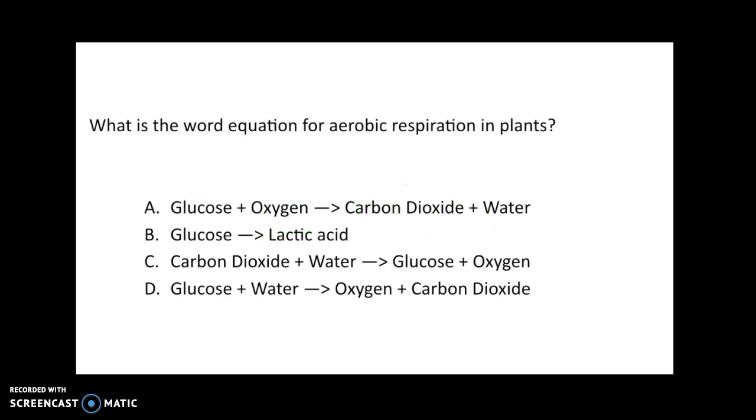And let's think about how you could get assessed on this in an exam. What is the word equation for aerobic respiration in plants? Now this is a bit of a sneaky question because you might end up mixing up aerobic respiration and photosynthesis because it's specified plants. But what you need to realize is that aerobic respiration in plants is exactly the same as it is in animals. And so the answer is A. Glucose plus oxygen goes to carbon dioxide and water.